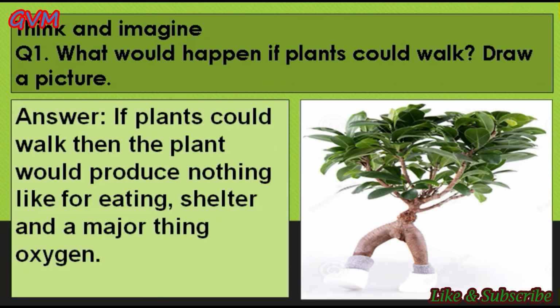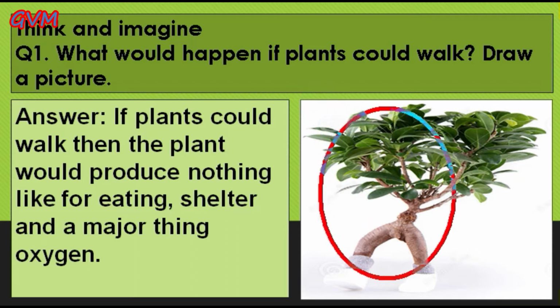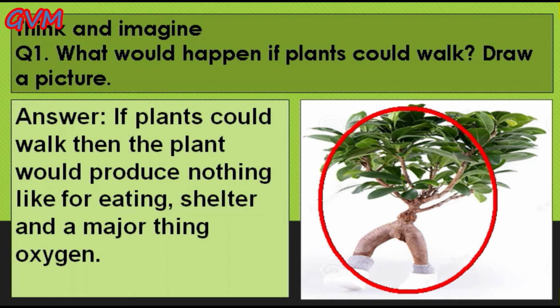Now students, as you can see here, the second part of your chapter number 5 starts with a question: what would happen if plants could walk? Then you have to draw a picture of a walking plant like the one in this image. Students, if plants could walk like us human beings, then the plant would produce nothing, and in fact like us they would also have to depend on others for eating and shelter, and they would also depend on others for a major thing, that is the life survival gas, oxygen.